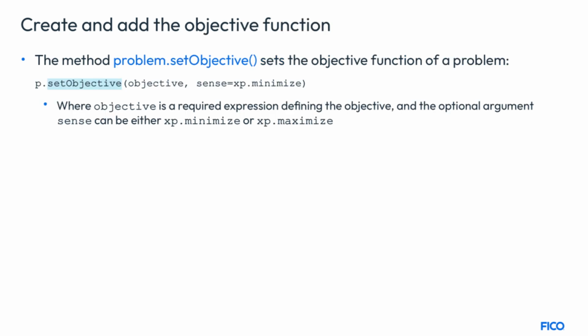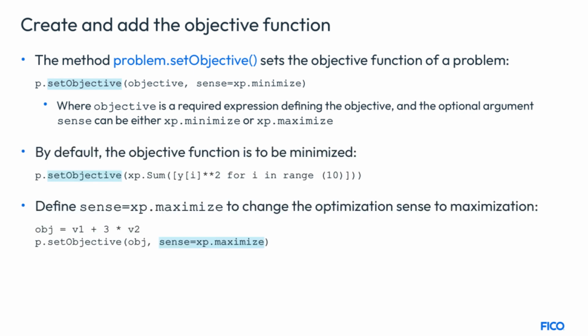To create and add an objective function to the optimization problem, you can use the setObjective method of the Xpress package. An objective argument must be passed containing the expression that defines your objective, with the optional parameter sense defining the sense of your optimization. By default, the objective function is to be minimized, so in case you want to set an objective to be maximized, explicitly define the sense attribute as xp.maximize, as represented in this example.